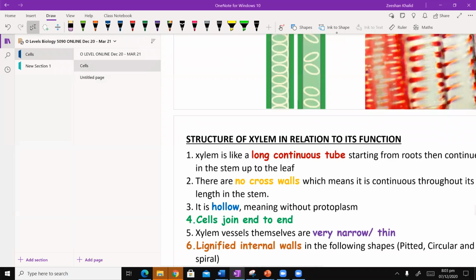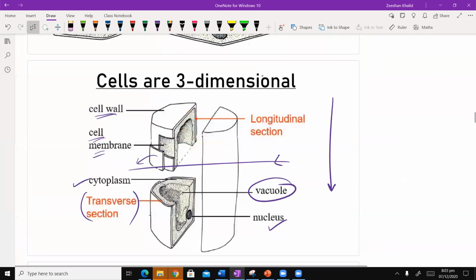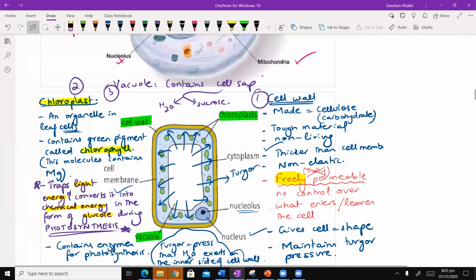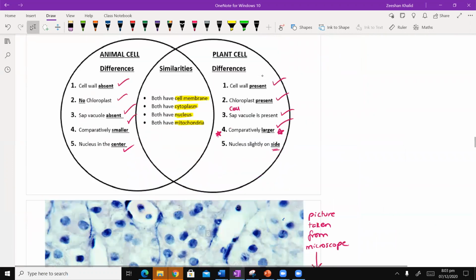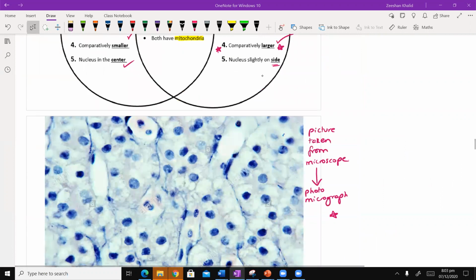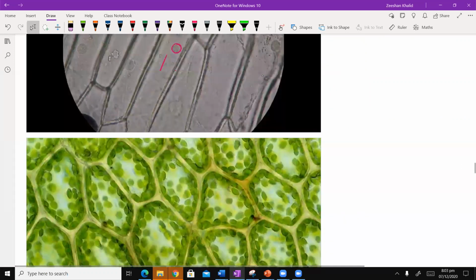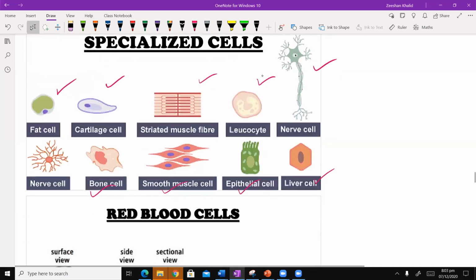Okay, let's quickly go through all of what we talked about the other day. We talked about the cells and their functions, their parts in detail, and the fact that they're three-dimensional. We went into details of all of the functions, similarities, differences, and then we talked about the idea of photomicrographs and all of that stuff. Then I stopped at specialized cells.